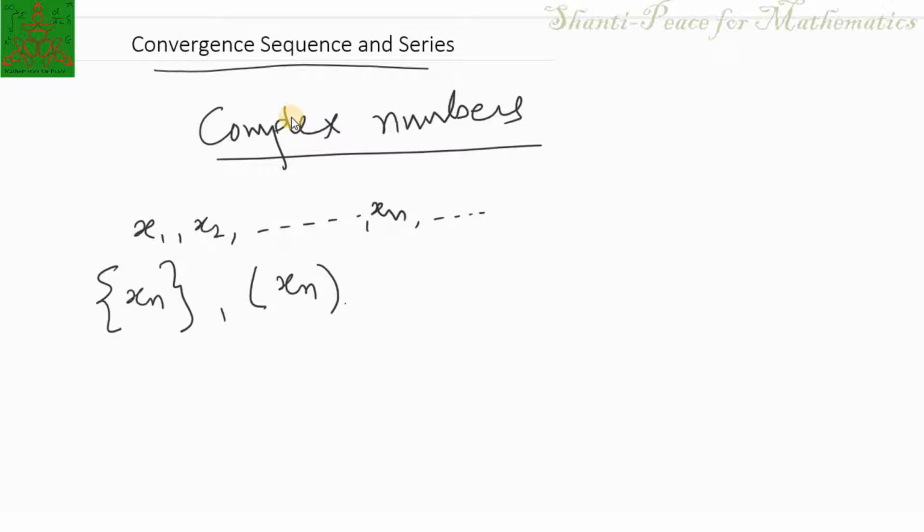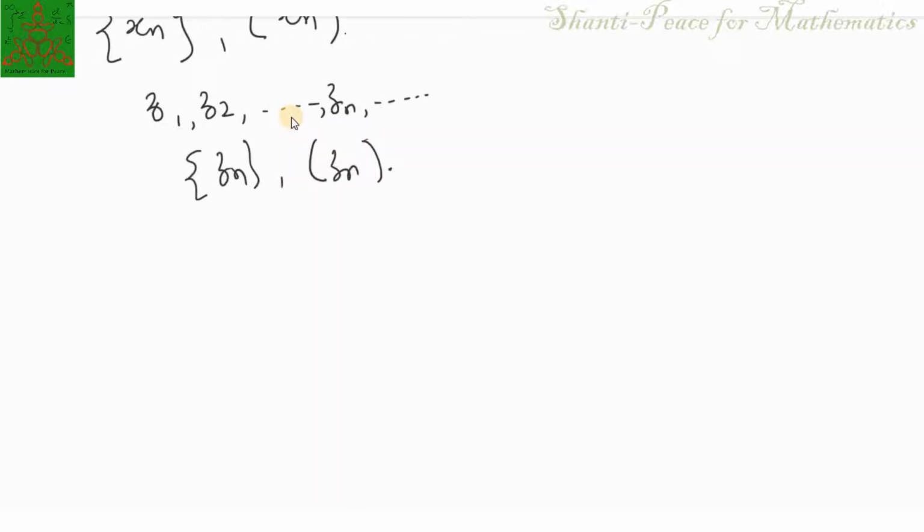In a similar manner, the sequence of complex numbers is generally denoted as z1, z2 up to zn and so on, and is denoted as zn or in round brackets (zn). Now the question is, whenever a sequence comes, whether this sequence of complex numbers is convergent or not. So what should be the limit of this sequence?